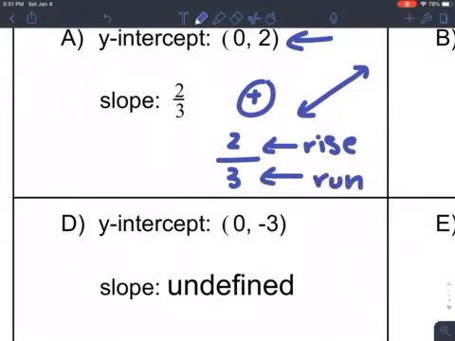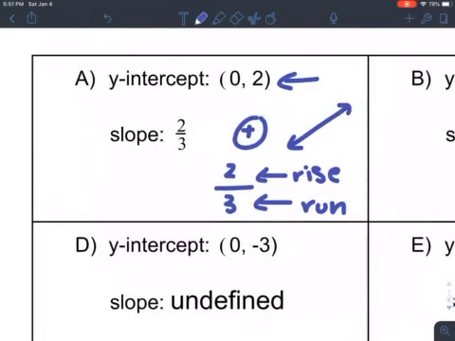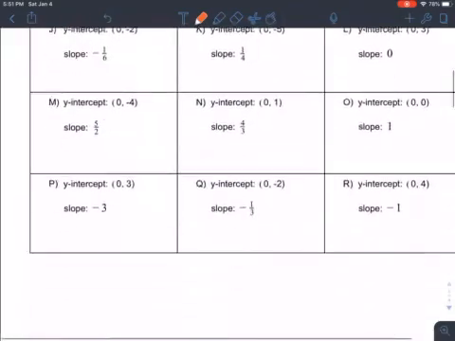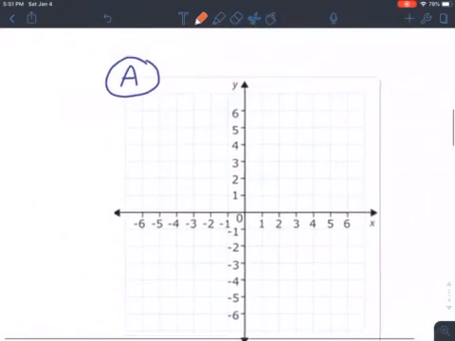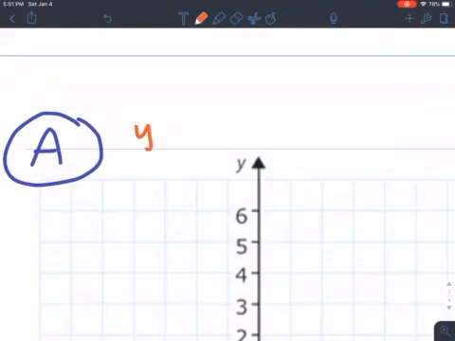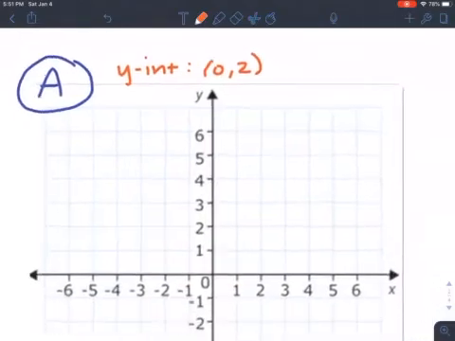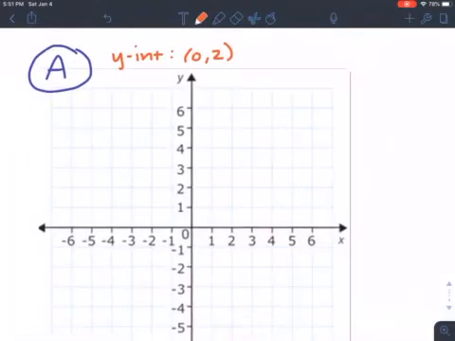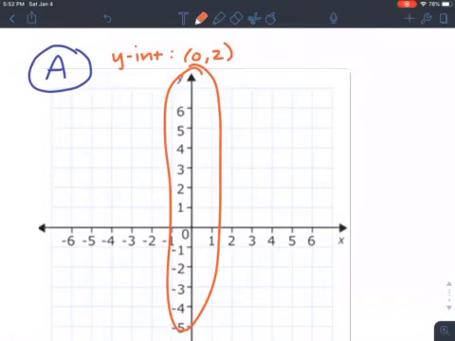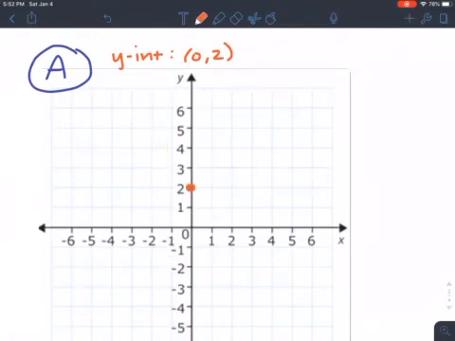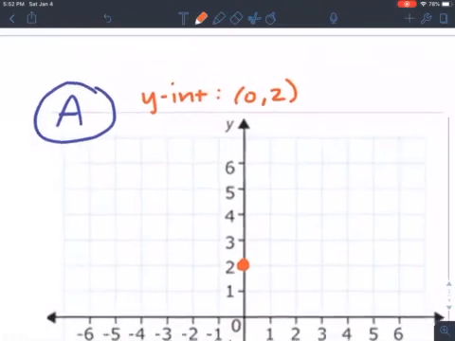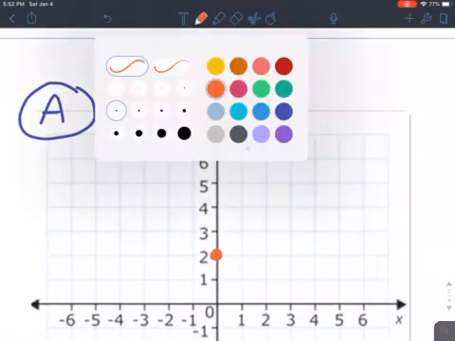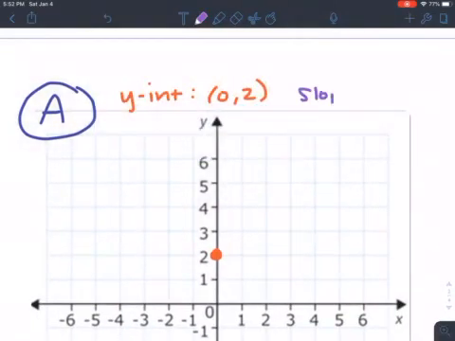So think back to what we did before. First, we're going to do the y-intercept. My y-intercept is (0, 2). So I'm going to go to graph A on my little piece of paper. You don't necessarily need to rewrite these. On my y-axis, the axis that goes up and down, I go left, right, 0, up 2. So there's my y-intercept. And then remember, I need a slope of positive 2/3.